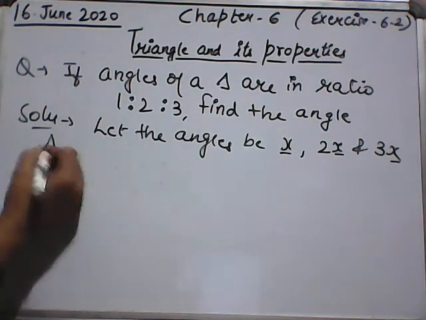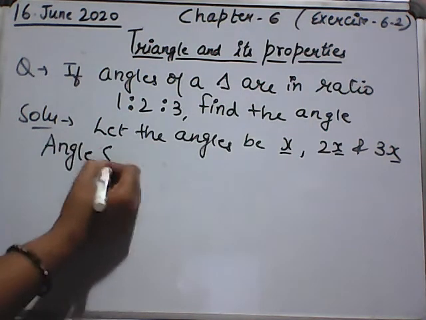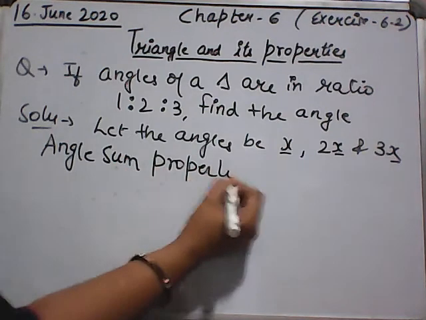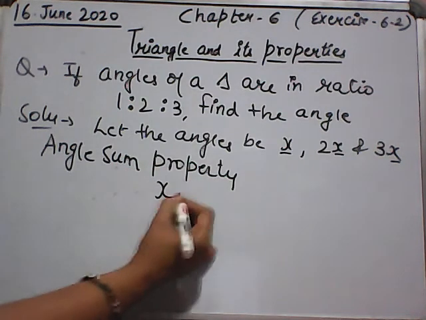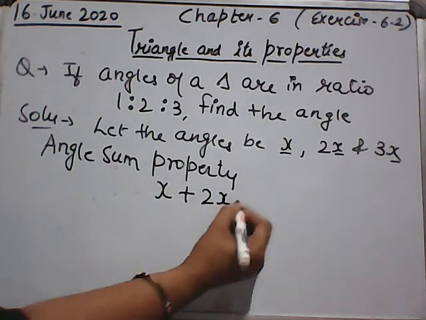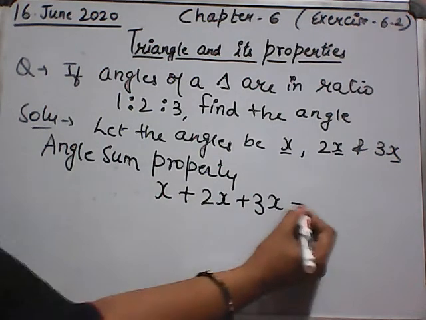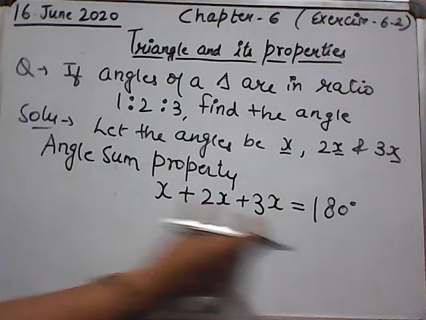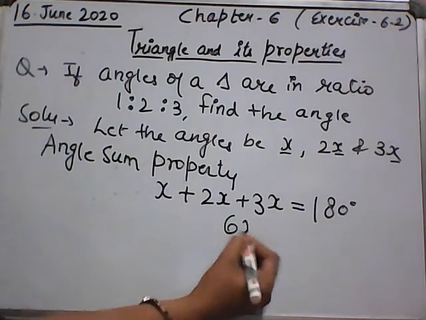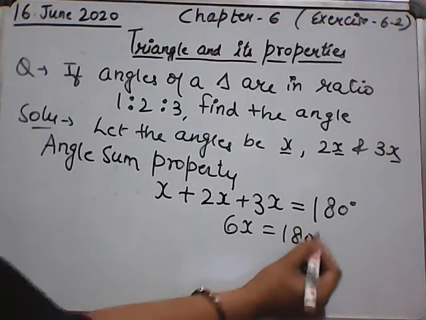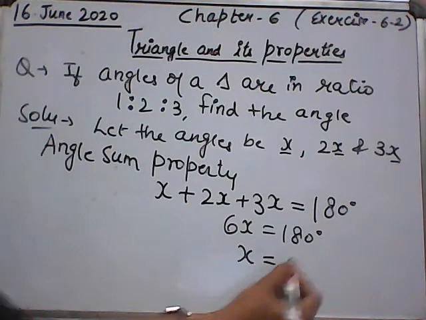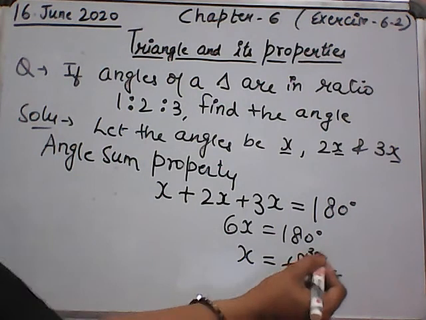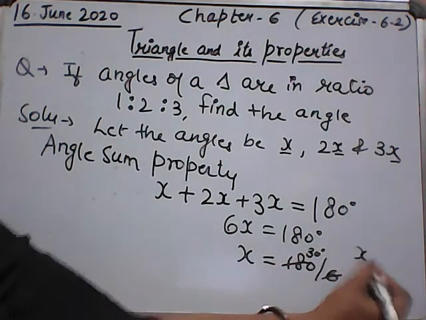Now the angle sum property states that the sum of all angles of a triangle is 180 degrees. So according to the angle sum property, x plus 2x plus 3x is 180 degrees. x plus 2x is 3x, 3x plus 3x is 6x, equal to 180 degrees. Now x is equal to 180 divided by 6. Cancel out by 6, x is equal to 30 degrees.